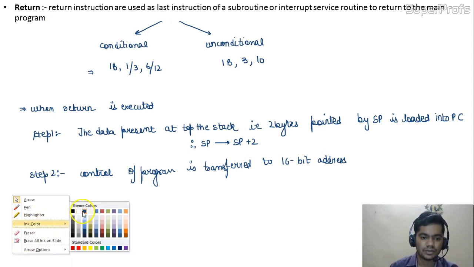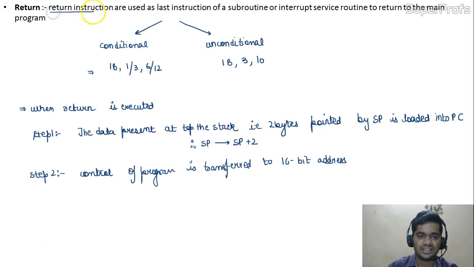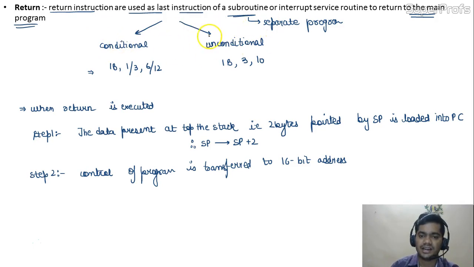Okay. So the definition is: return instructions are used as the last instruction of the subroutine, which is a separate program executed with the help of the call instruction or an interrupt service routine, to return to the main program. There is a possibility of conditional return and unconditional return. For unconditional return, it would be 1 byte, and this is for false and this is for true. For false, it would be 1 machine cycle and 6 T states, and for true it would be 3 machine cycles and 12 T states.